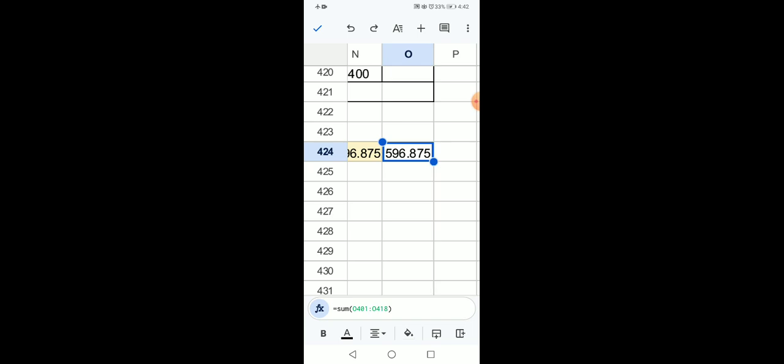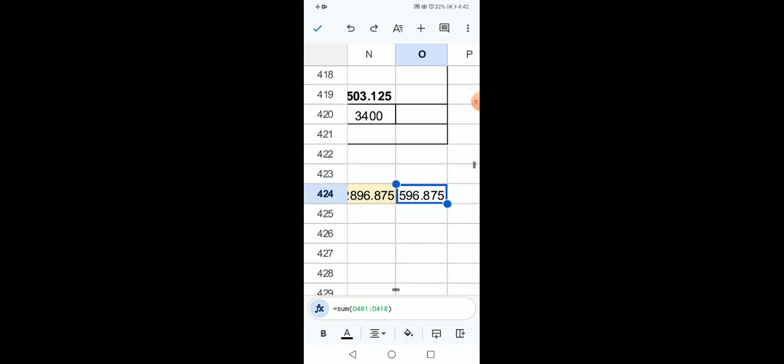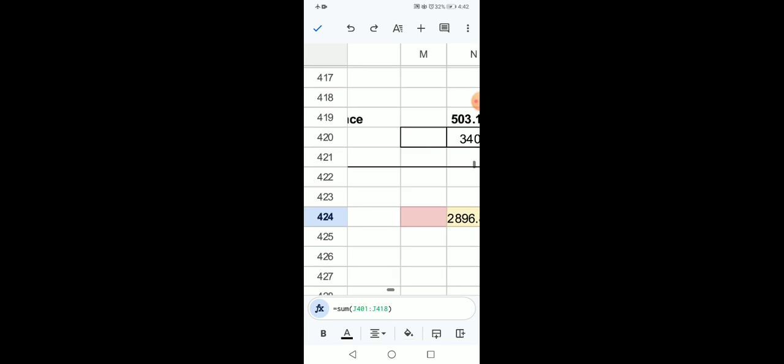So how will you get how much amount is still present in your bank account? You will subtract the total of the credit side from the total of the debit side. You will get the balance. The credit side total is showing the amount withdrawn. The debit side total is showing the amount received or deposited. So you have subtracted the amount withdrawn from the amount deposited, and you will get the balance of the bank.